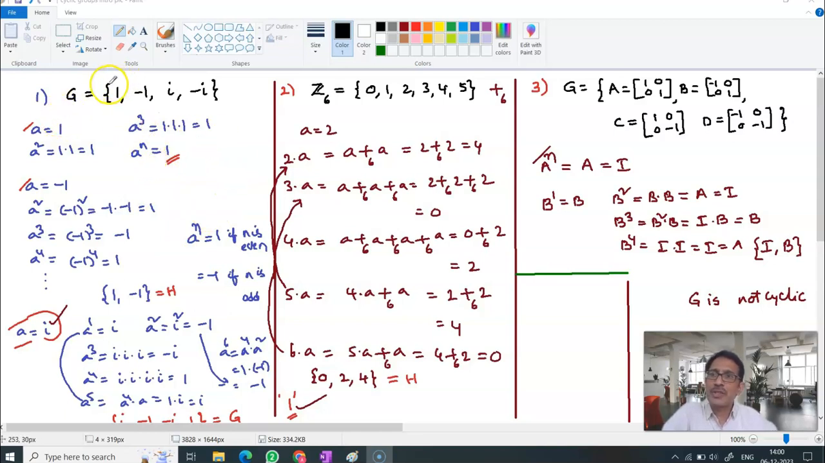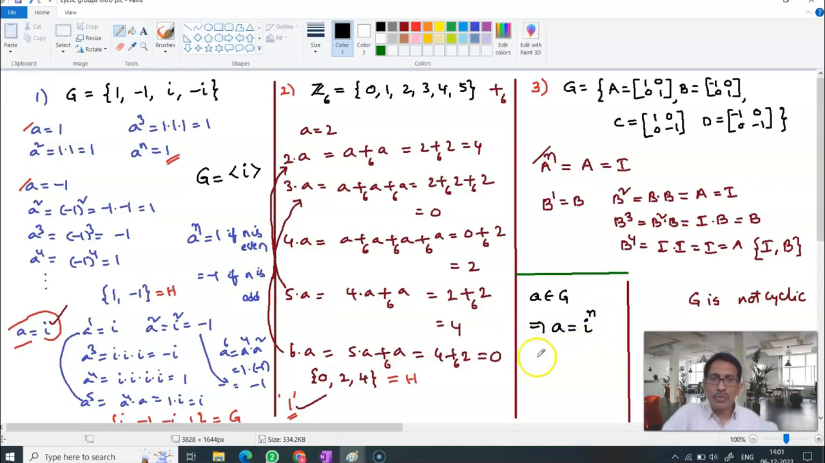Suppose you take the first group G equal to {1, -1, i, -i}. This group is generated by the element i. So we write G is equal to bracket i. Why are we writing G is equal to bracket i, or the group G is generated by i? Because every element of G, you take any element a belonging to G, can be obtained using some power of i, so i to the power n.